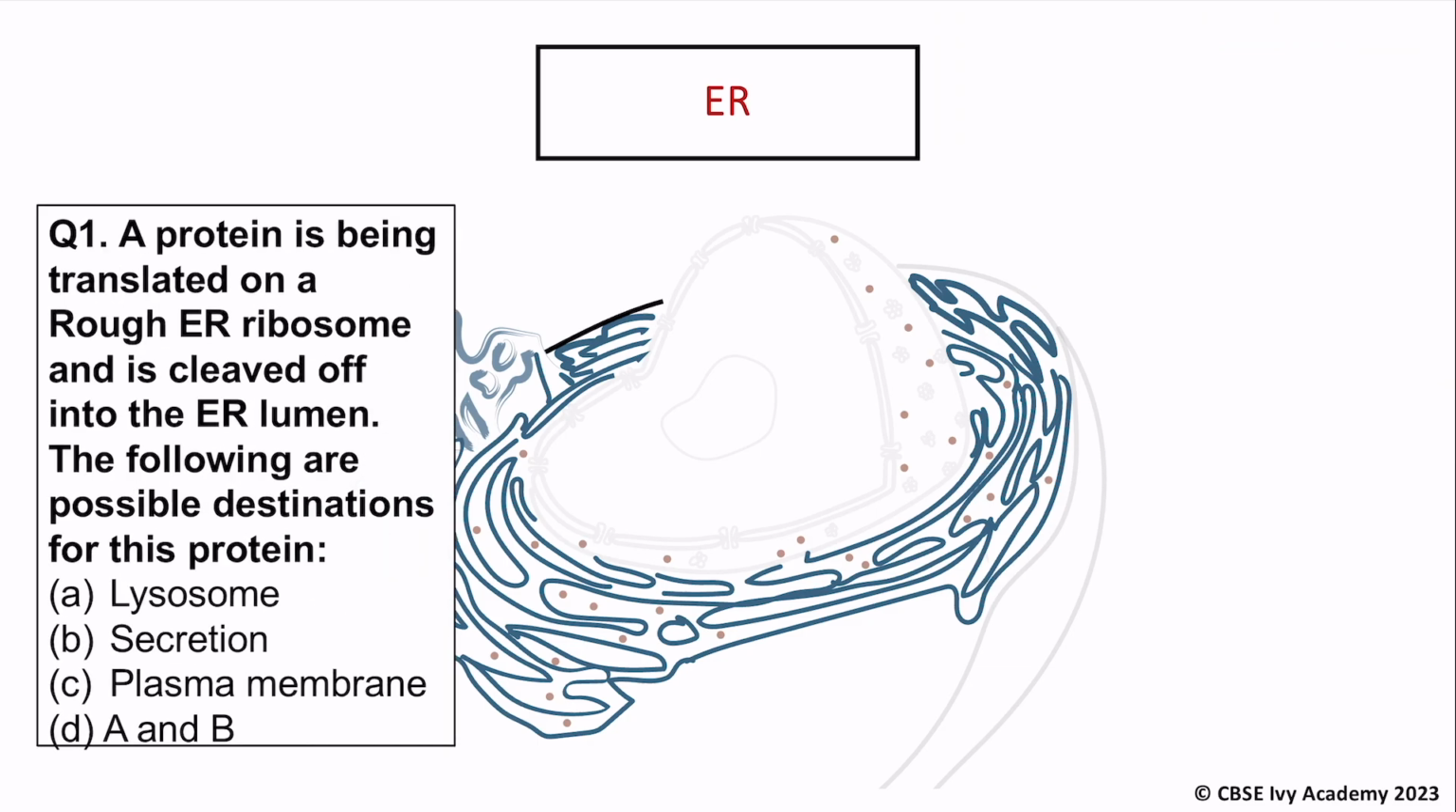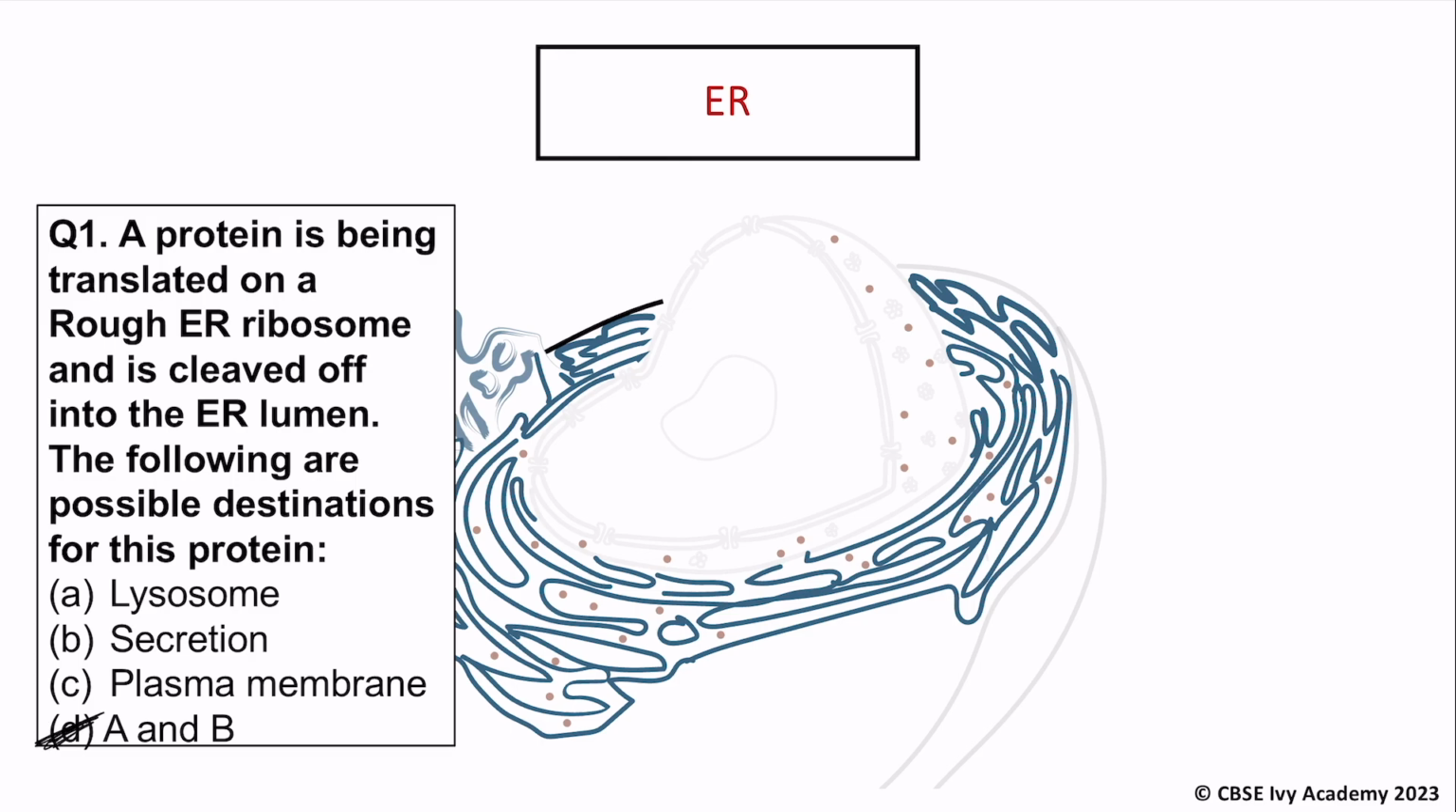First question. A protein is being translated on a rough ER ribosome. It's cleaved off, and that protein ends up in the ER lumen. What are the possible destinations for this protein? Can it end up in a lysosome? Might it be secreted? Might it end up in the plasma membrane? Or maybe A and B? And the answer is A and B.